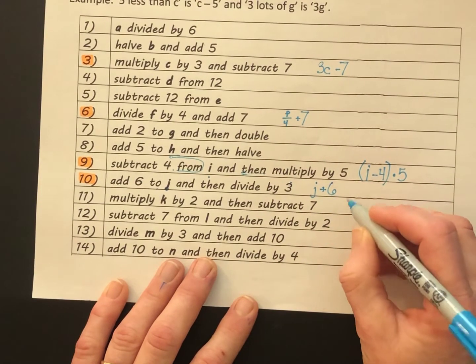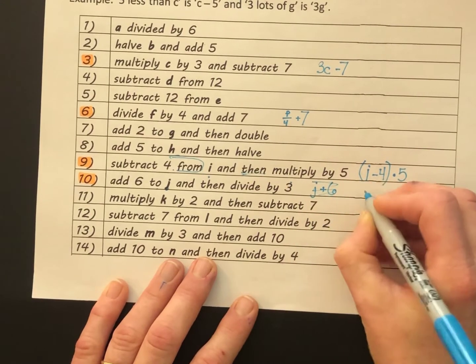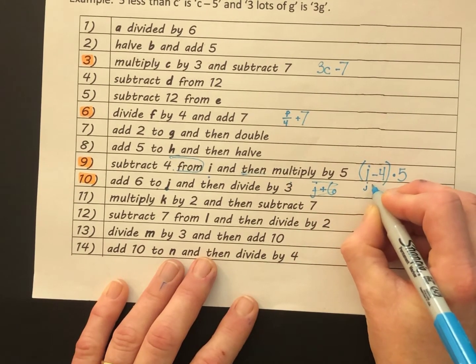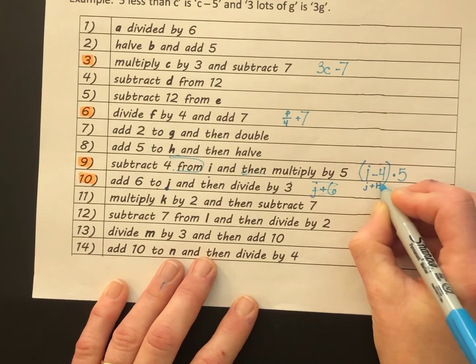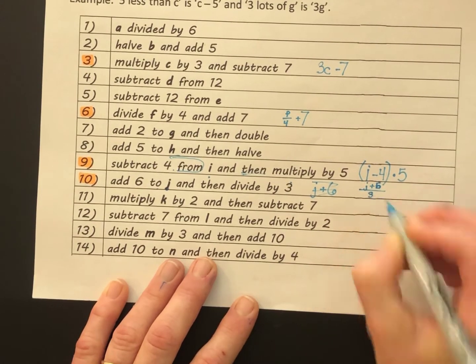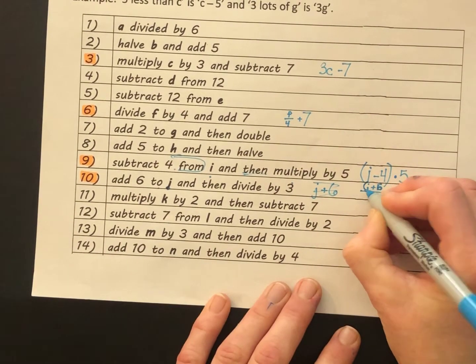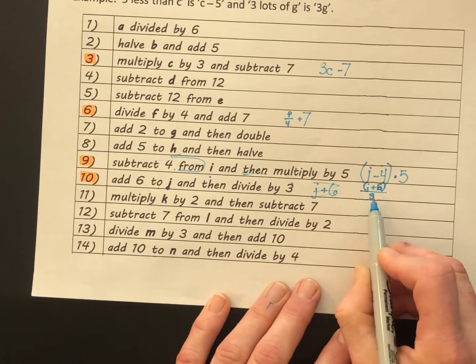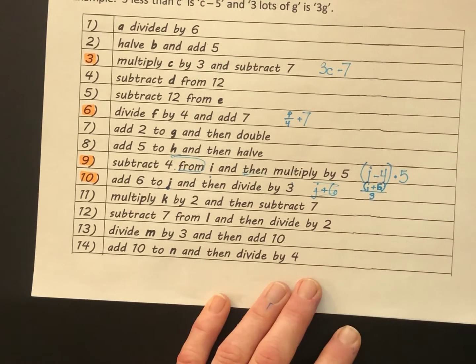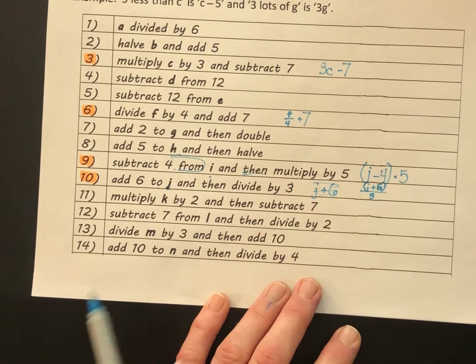I'm going to need to rewrite this because we do this. So J plus 6, and then divide by 3. There we go. I can put this in parentheses. So we're going to do that first, and then we're going to divide by 3, just like that. Everything else is comparable to these.